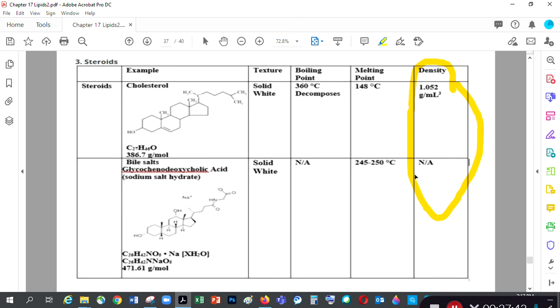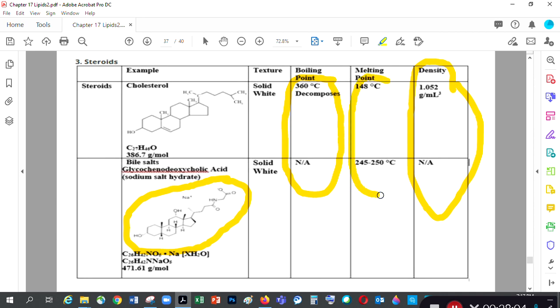Because of the bile salt, I don't have the density of it, but because the molar mass is so huge, I can expect this one will sink as well, more dense than H2O. Now, if you look at the boiling points, it is the same as the non-steroidal lipids based on fatty acids: higher. In general, they will be higher. Melting point, again, they are higher.